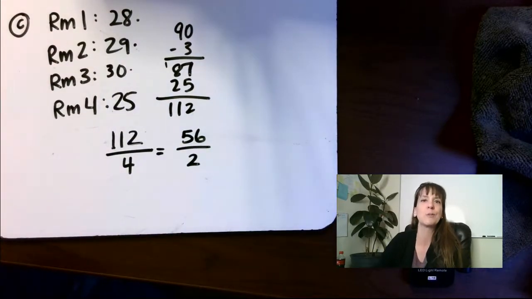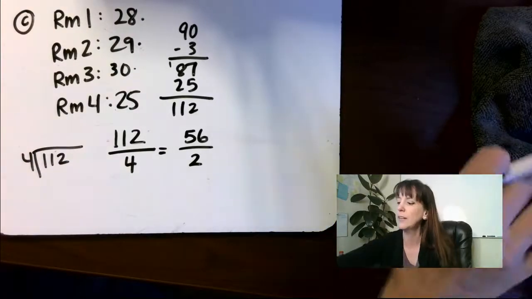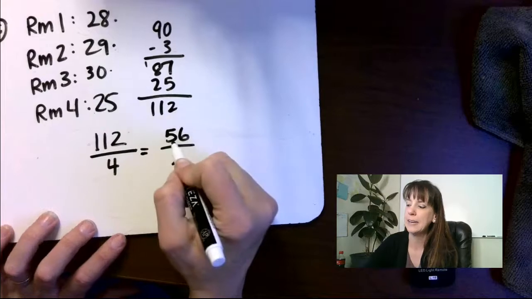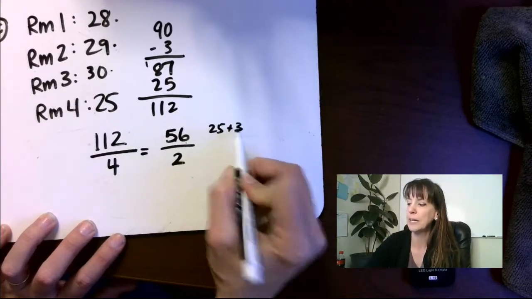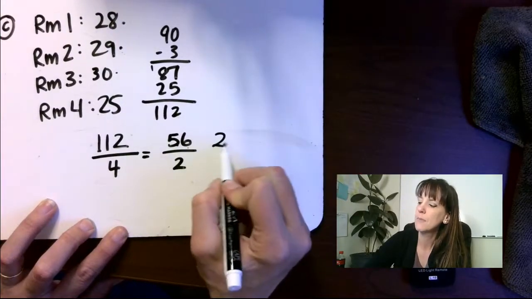And guys, you can do the old school long division way if you wanted to. You could totally do that, that's fine. I'm just trying to give you some tips for mental math because I think that's helpful. Let's cut in half again. Half of 56 is 28, half of 2 is 1, so that would be 28 over 1.